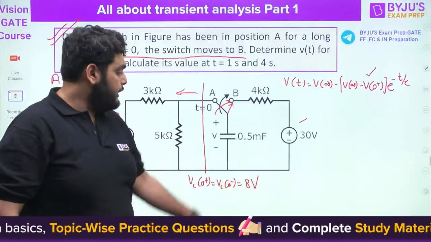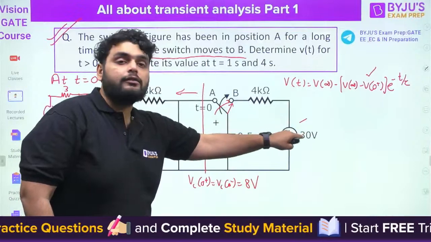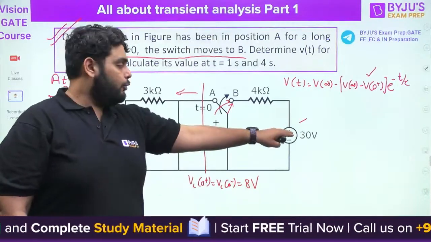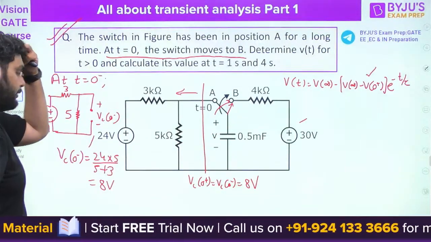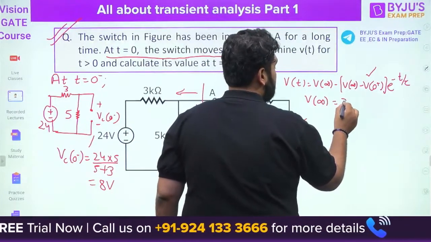Now see very carefully. Here we have a capacitor. Here we have a voltage source. So this voltage source will charge the capacitor to 30 volt. Yes or no? Right? So I can say, what is the V infinity? V infinity is nothing but the 30 volt.